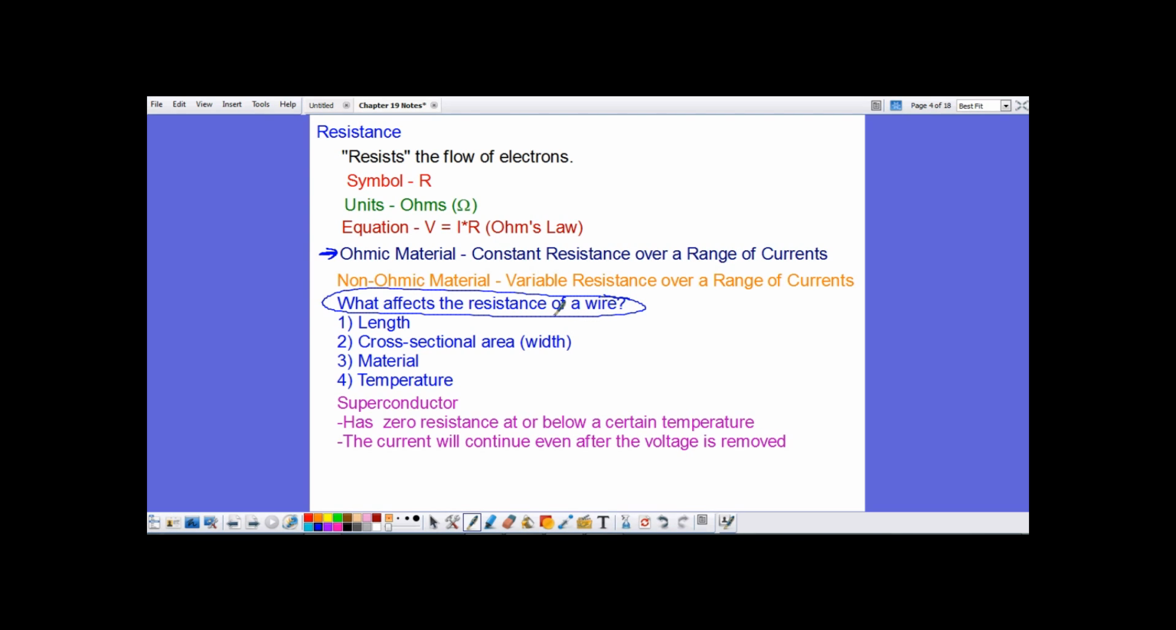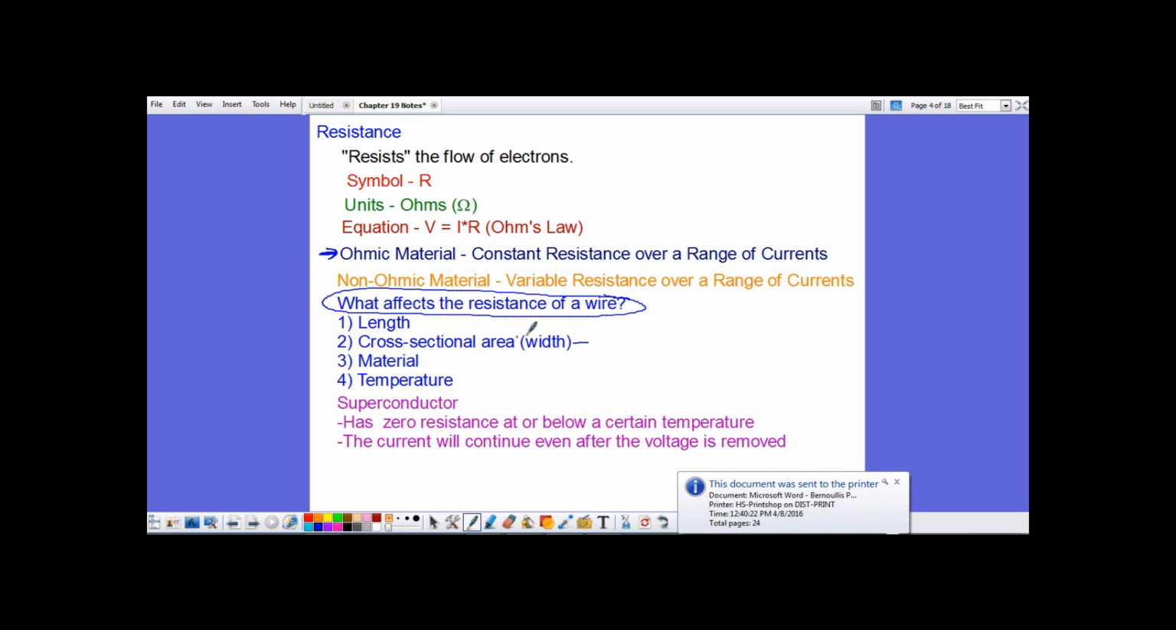The first one is length. Okay? Imagine you have to go from the science department all the way down into the basement. You have got a lot of ground to cover. And you're going to encounter more resistance along the way versus if you were just going from your chem class just a few doors down the hall to the art rooms. You wouldn't encounter as much resistance. The second one is the cross-sectional area or the width. So here, the longer, the more resistance.